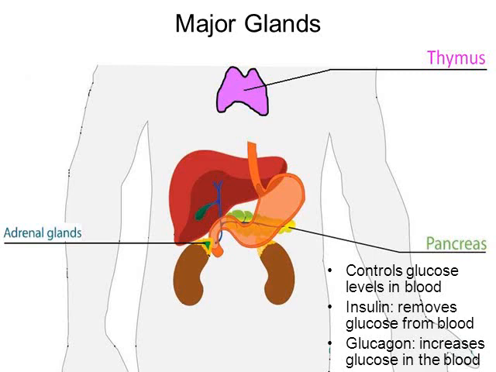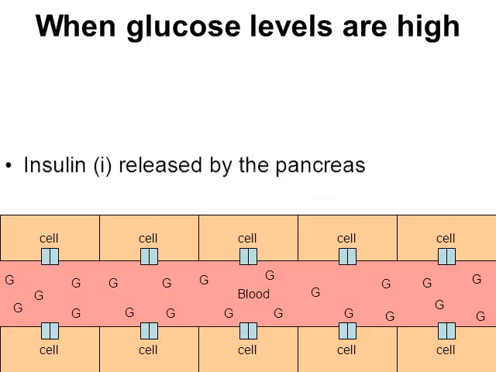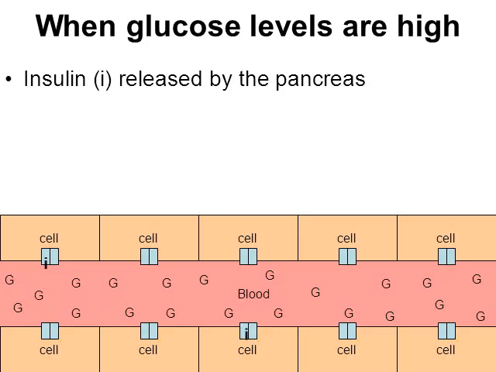Let's look at both of these in a little more detail. So when glucose levels are high, after you've eaten a meal, the G in the picture stands for glucose. So notice how there's a bunch of G's in our blood. Now what's happening is a bunch of insulin molecules released from the pancreas are attaching themselves to little channels that are located on our cells. So when glucose levels are high, the pancreas releases insulin that attaches to these closed channels. Watch what happens next.